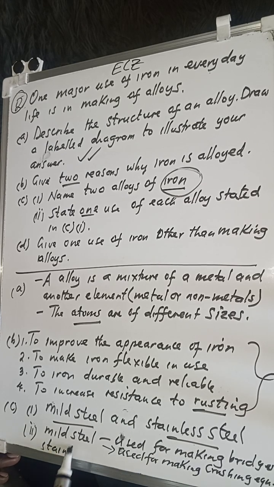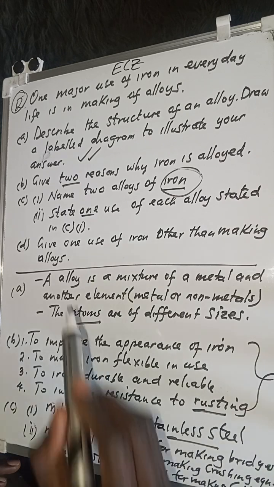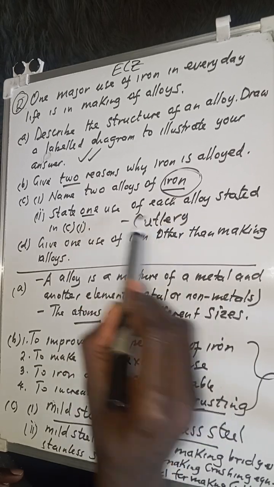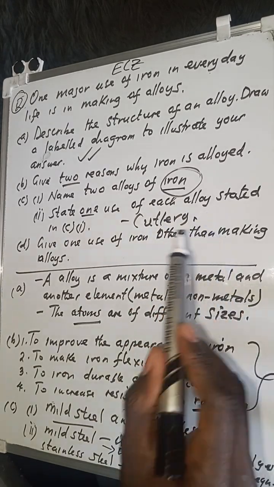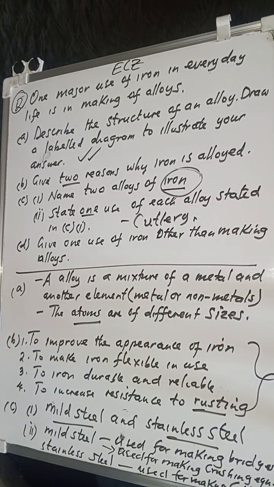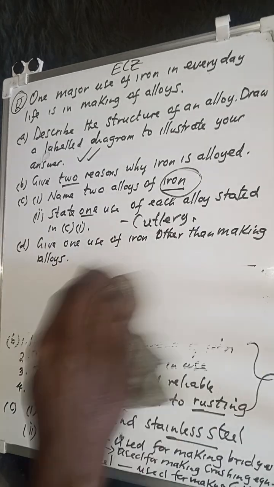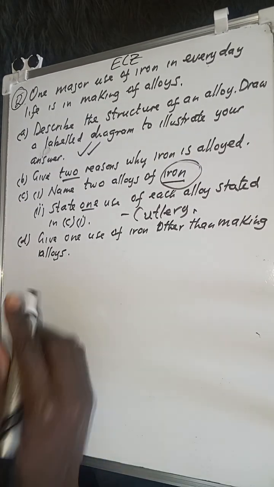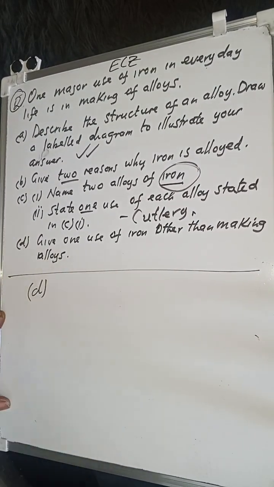Then stainless steel is simply used for making what we call cutlery. In case you are not able to see the word cutlery, we actually spell it this way, such as knives, spoons, etc. Then D says give 1 use of iron other than making alloys. So apart from making alloys, what is another use of iron?